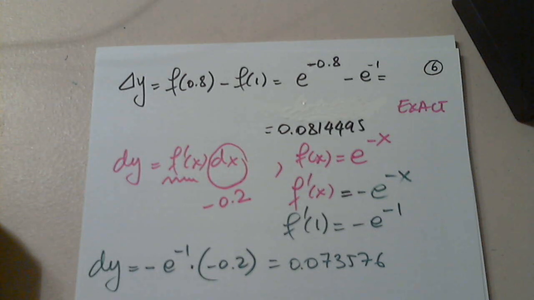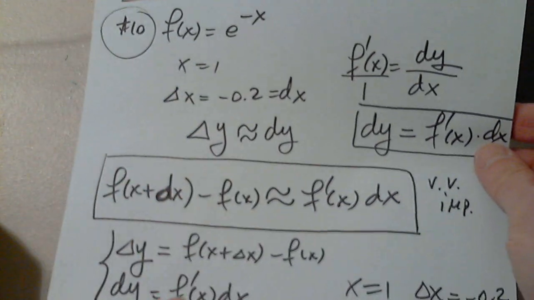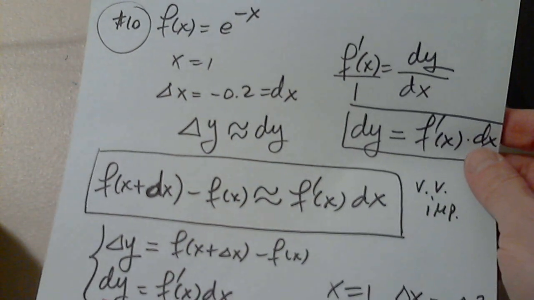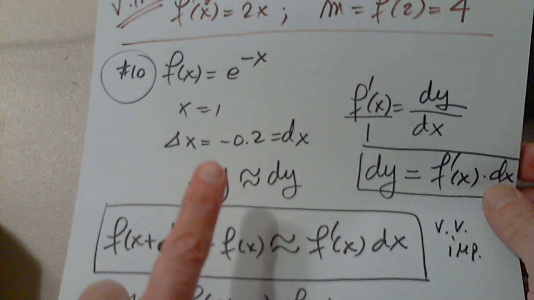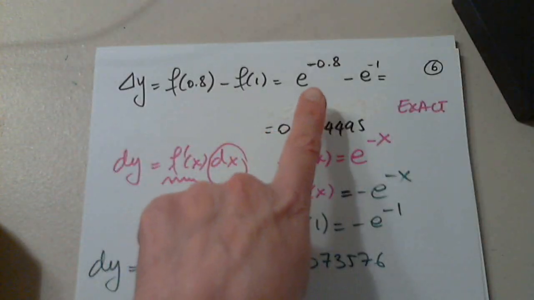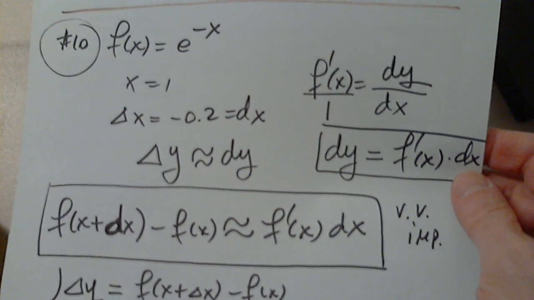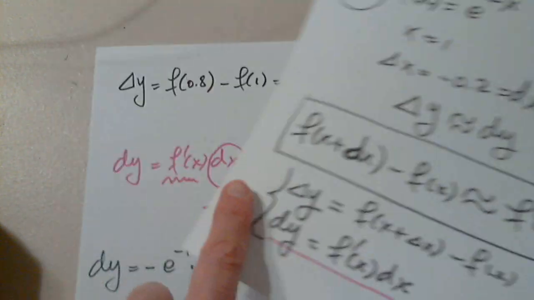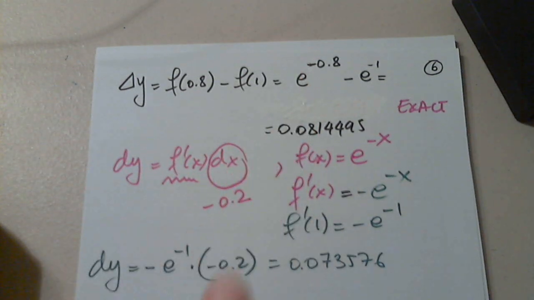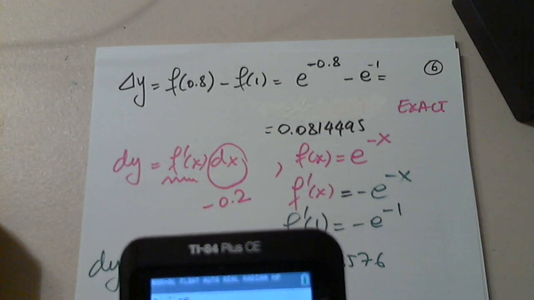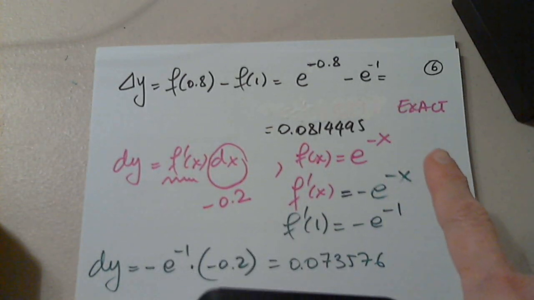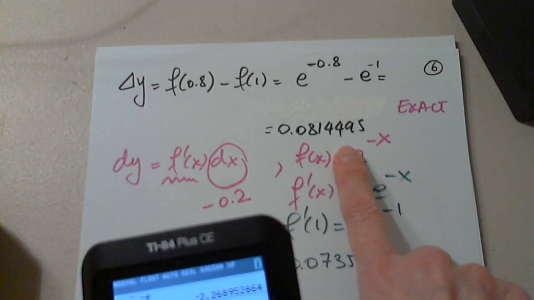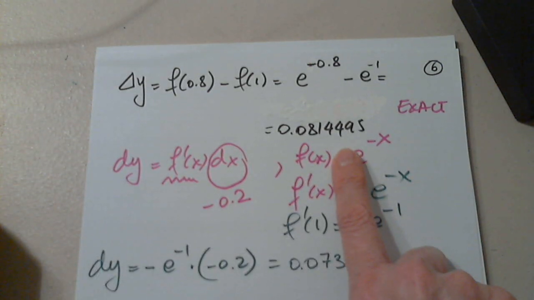Okay, so then one more time. The function was e to negative x. F of x plus delta x is 1 minus 0.2, which is 0.8, but it's negative. So it has to be e to negative 0.8 minus f of x with x being 1, e to negative 1. So now this is correct. E to negative 0.8 minus e to negative 1. I'm doing this again, and this is the exact. 0.081445.